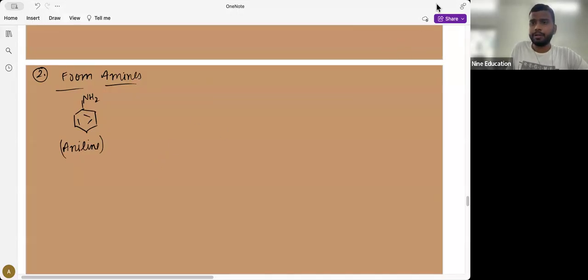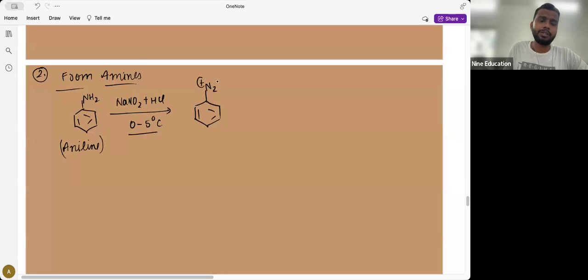We have the aniline group here, and in this aniline, if I put NaNO2 plus HCl at 0 to 5 degrees Celsius, a very low temperature we have to use in this reaction, this is called the diazonium reaction. And we make N2 positive Cl minus on the benzene ring. This is a salt, right?